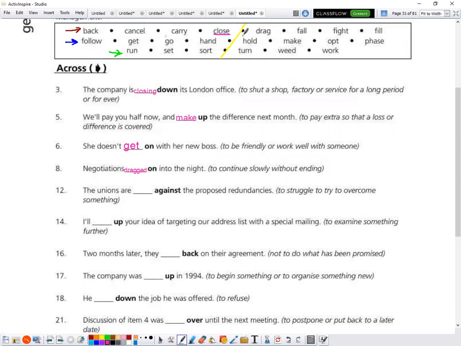Close. Drag. Get. Turn. Get. And make, make. That's one, two, three, four. So the last one is fight. And the verb here is with ing. So it's fighting against. Yeah, thank you.